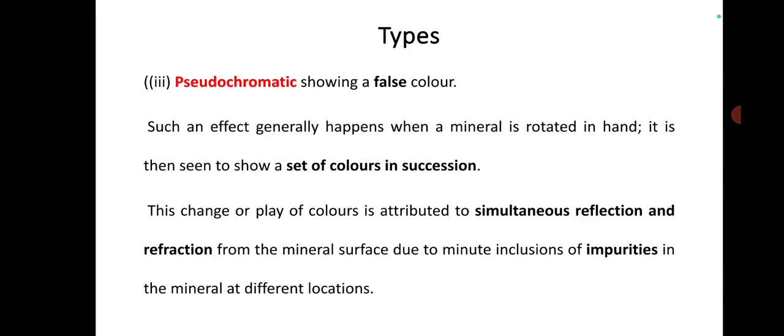So if you take a particular mineral in your hand and rotate it, it is seen to show a set of colors in succession. First you will see one color, and when you rotate it again it will show another color. This change or play of colors is attributed to simultaneous reflection and refraction from the mineral surface due to minute inclusions of impurities in the mineral at different locations. So when you rotate it, there can be simultaneous reflection and refraction occurring.